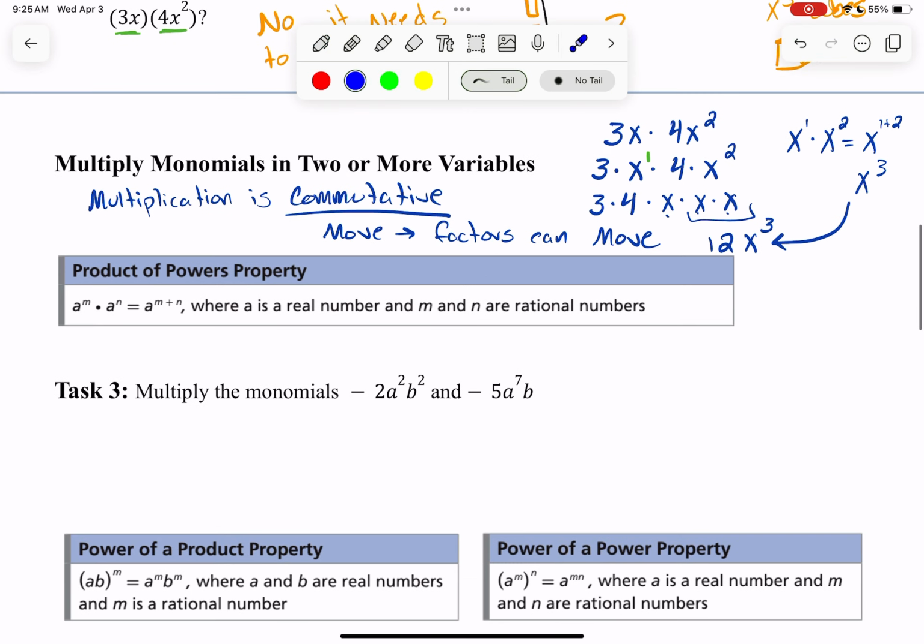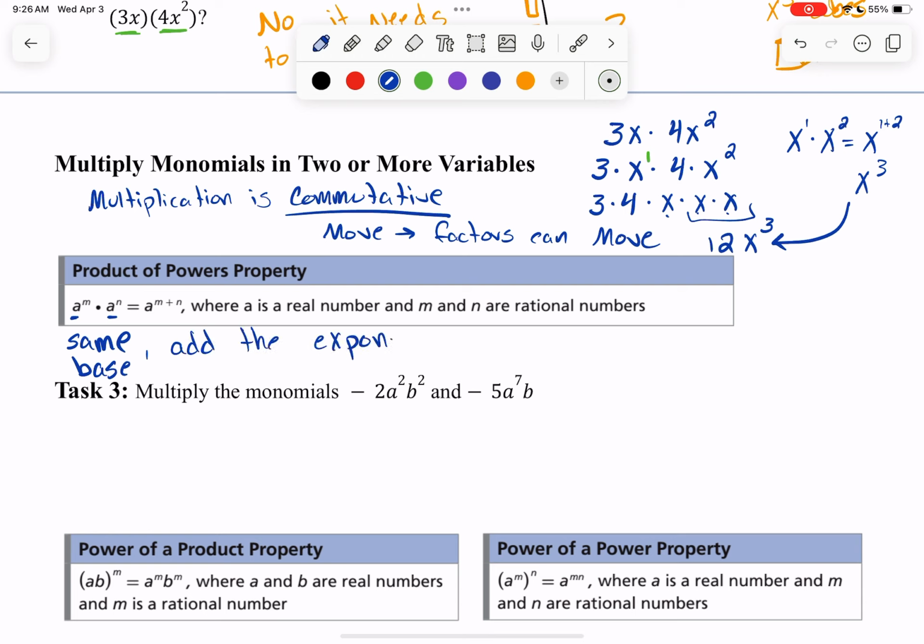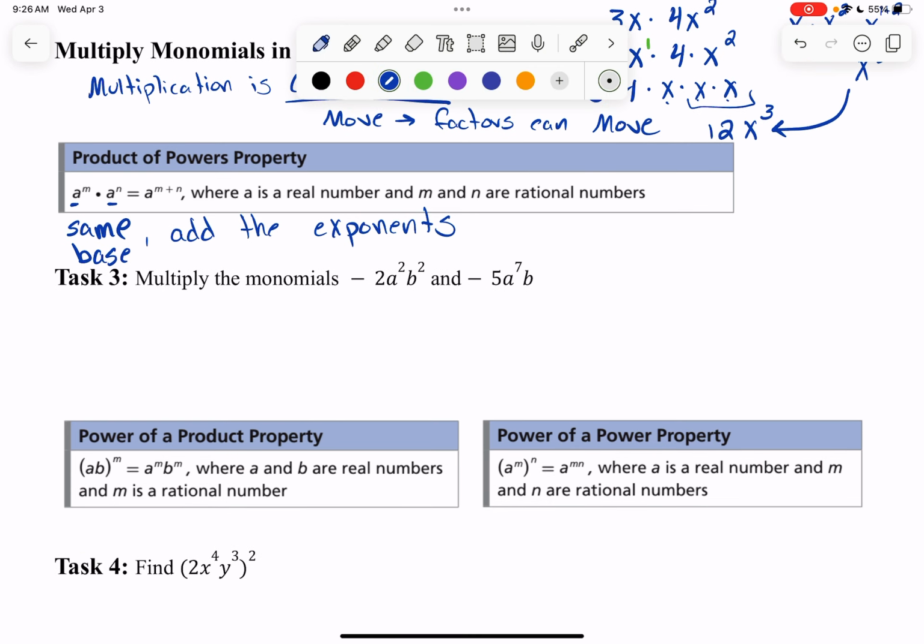When I am multiplying two things with the same base, they have to have the same base, you add the exponents. And that just comes from that property of exponents that we did up here, that when you're multiplying, it's how many times you're multiplying. So what I love about this property is if you can't remember it, that's okay. You can still write it all out and add up how many you're multiplying.